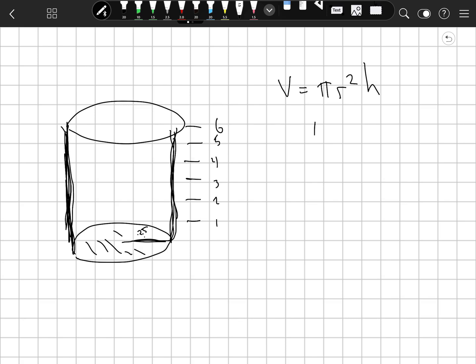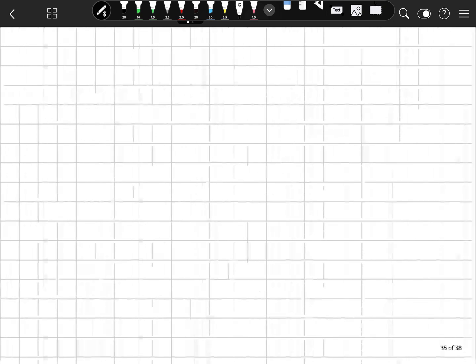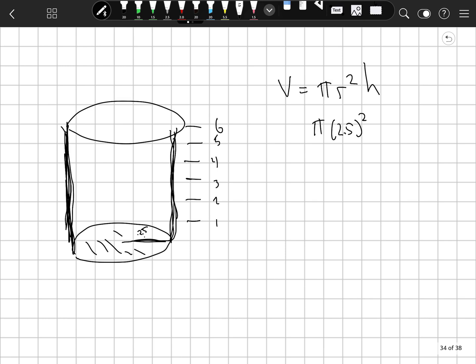So pi r squared, we're going to go pi times 2.5 squared times the height, which is 6. Now, I want you to think about, we're going to do a little bit of extra here. What if we broke the height down into sixths? We'd have a sixth is one of them, times 6.